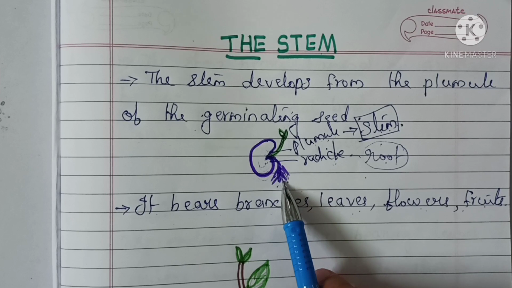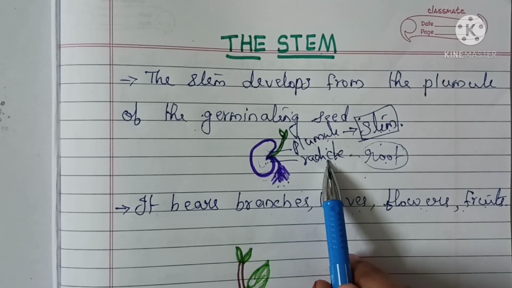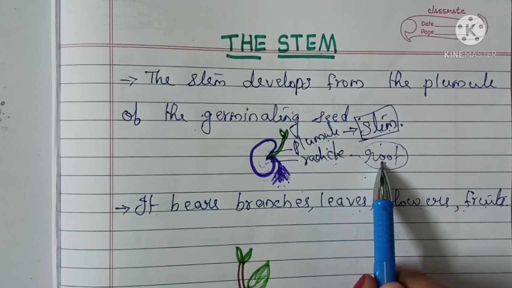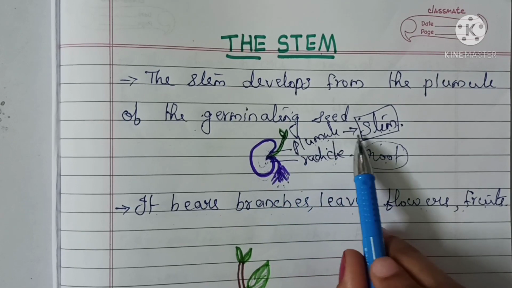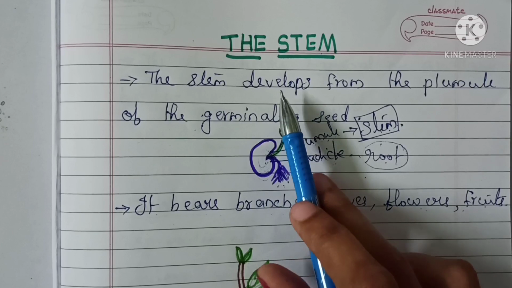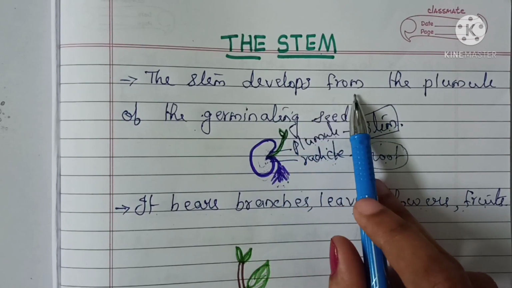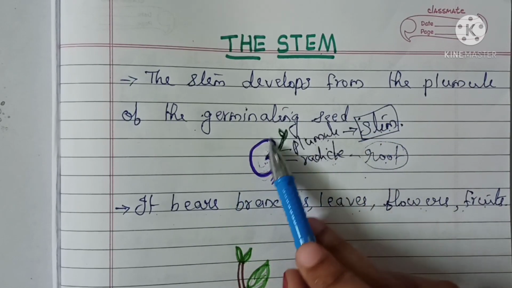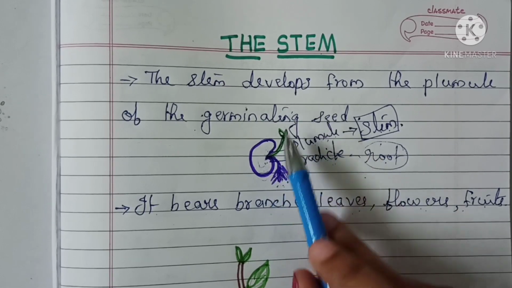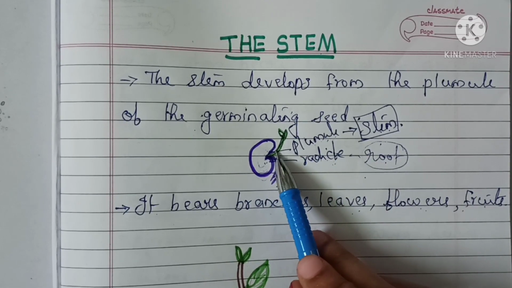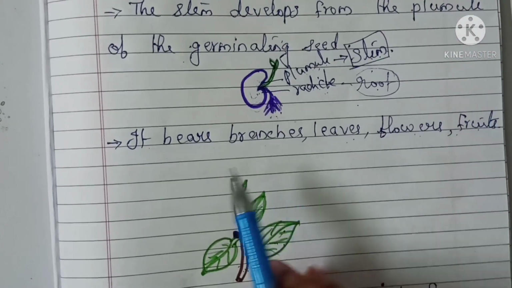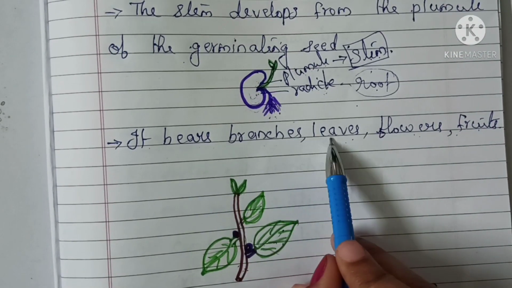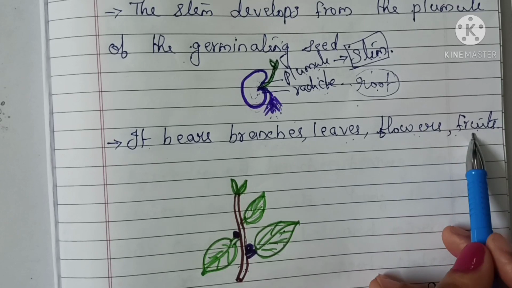The structure that grows downward is known as the radicle and it develops into the root, and the structure that grows upward is known as the plumule and it gives rise to the stem. So the stem develops from the plumule of the germinating seed. This structure will be growing into a tree, branches or whatever it might be. I think you understood. Then the stem bears branches, leaves, flowers and fruits.